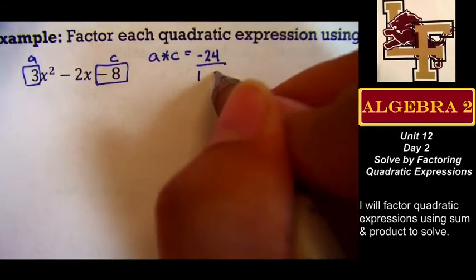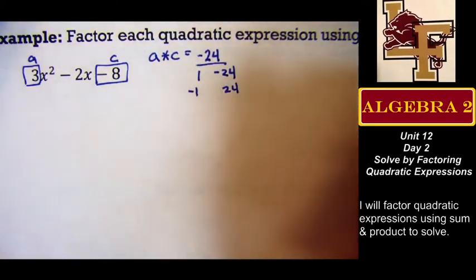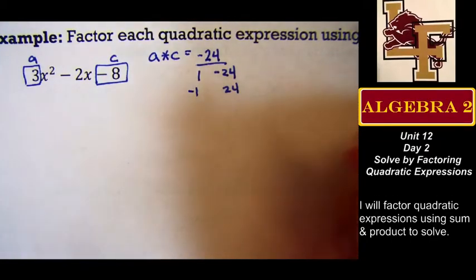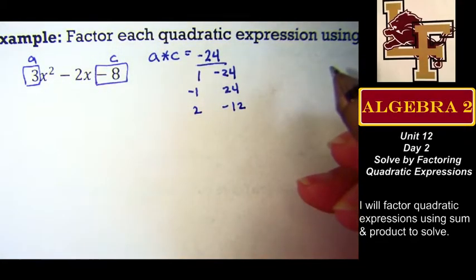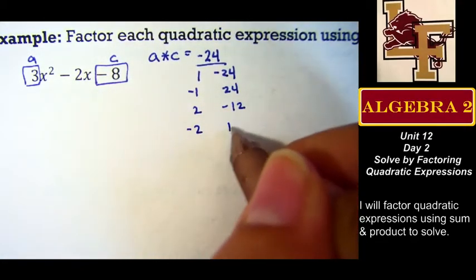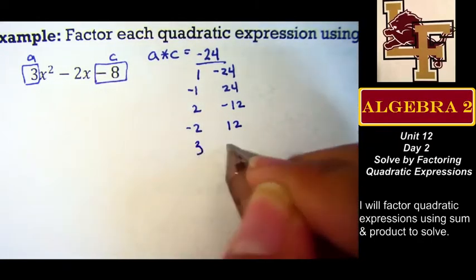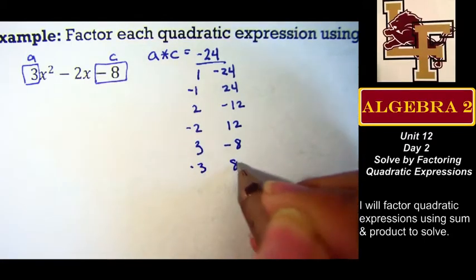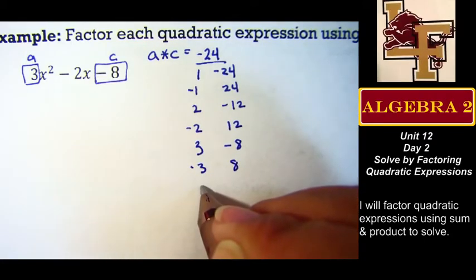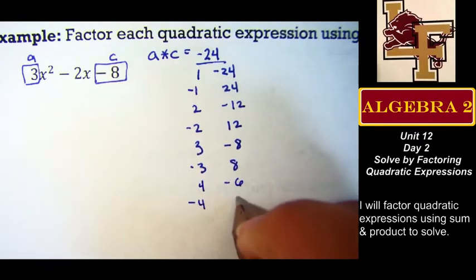1 and negative 24. And also negative 1 and positive 24. And? 2 and negative 12. And negative 2 and positive 12. 3 and negative 8. Negative 3 and positive 8. 4 and negative 6. Negative 4 and positive 6.